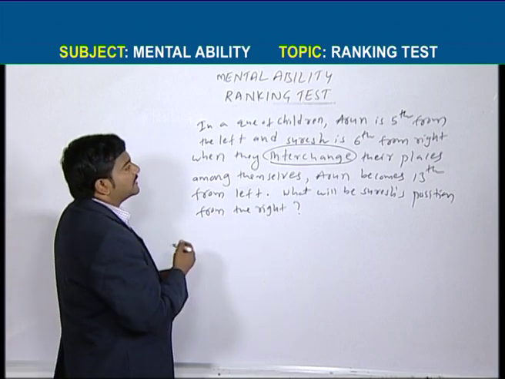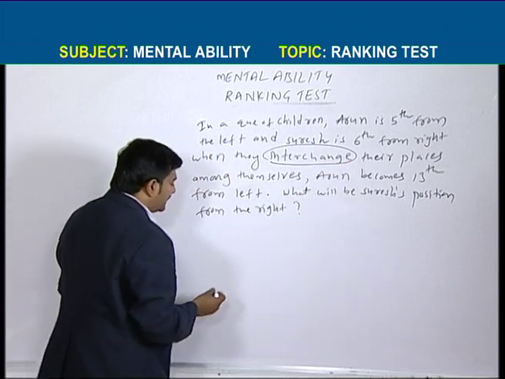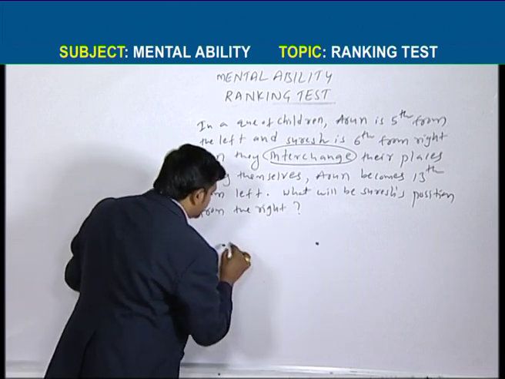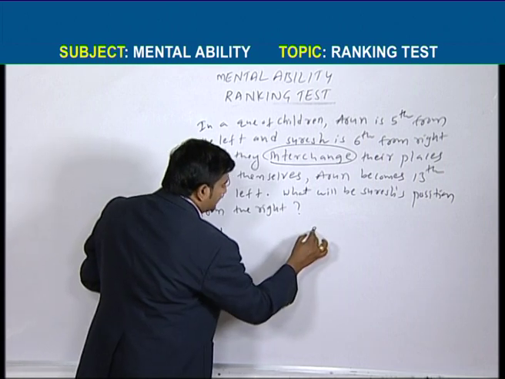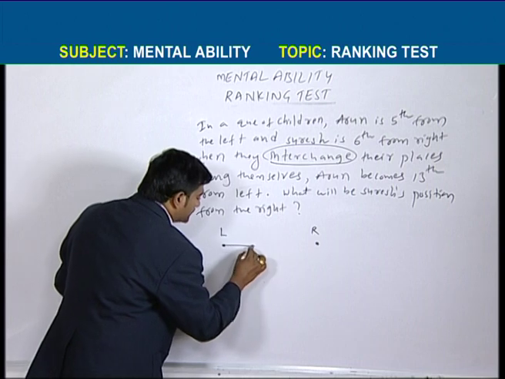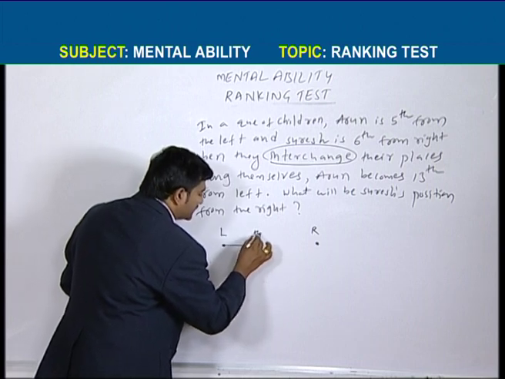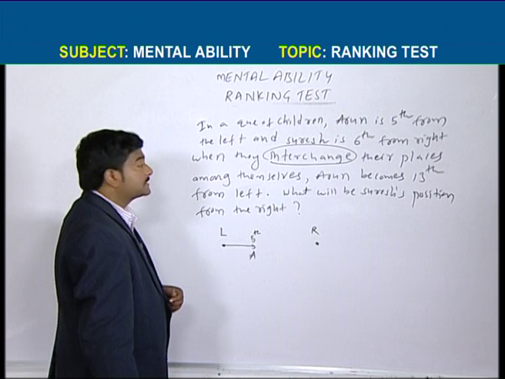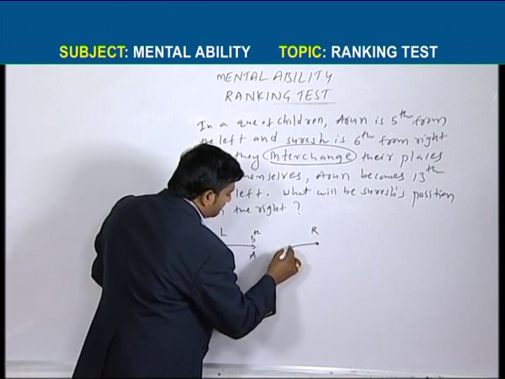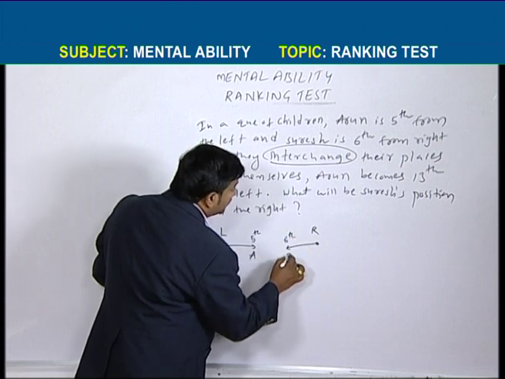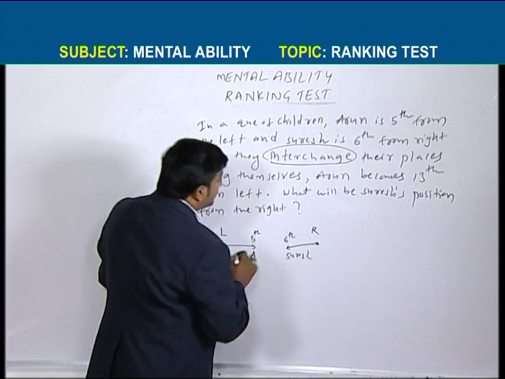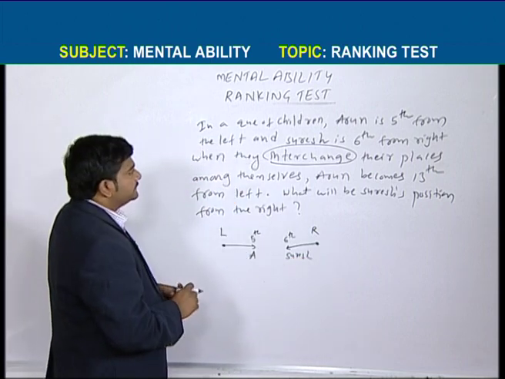In a queue of children, Arun is 5th from the left. Now we can take the left condition and the right condition. So this is left and this is right. Arun is 5th from the left. So for example, at the 5th position, Arun is there. And Suresh is 6th from the right. For example, this is the 6th position, and Suresh will be there. So here Suresh, and here Arun from the right.